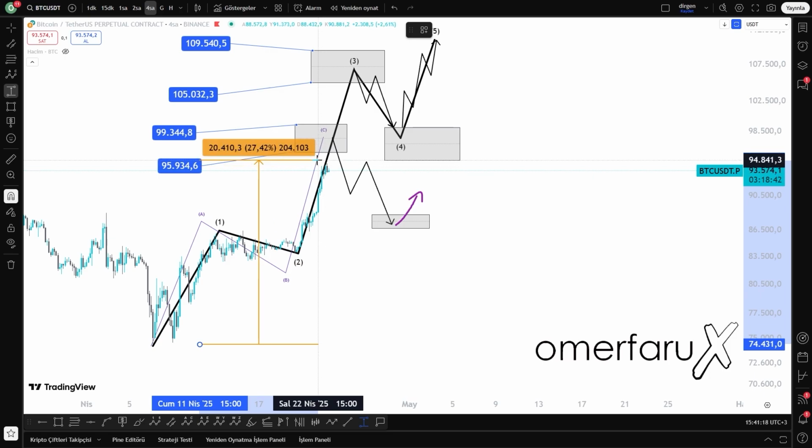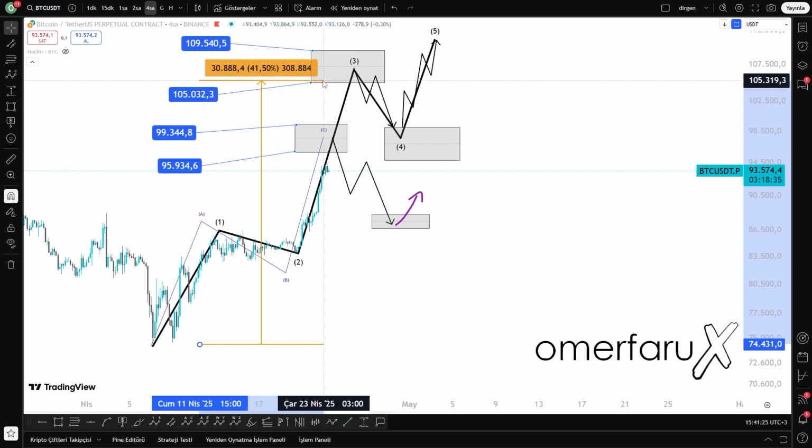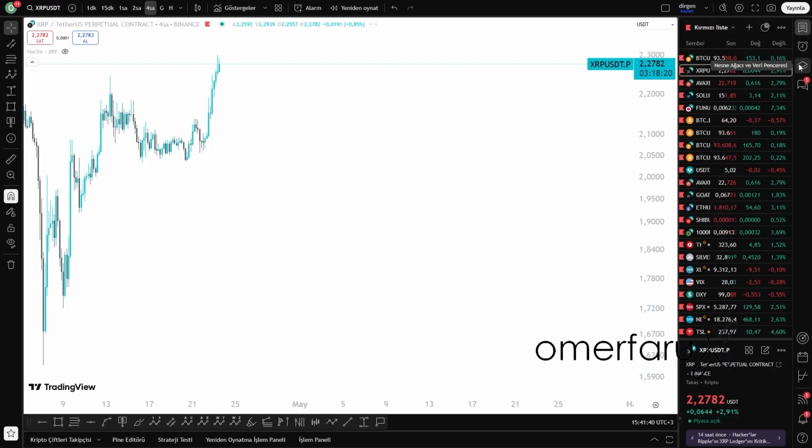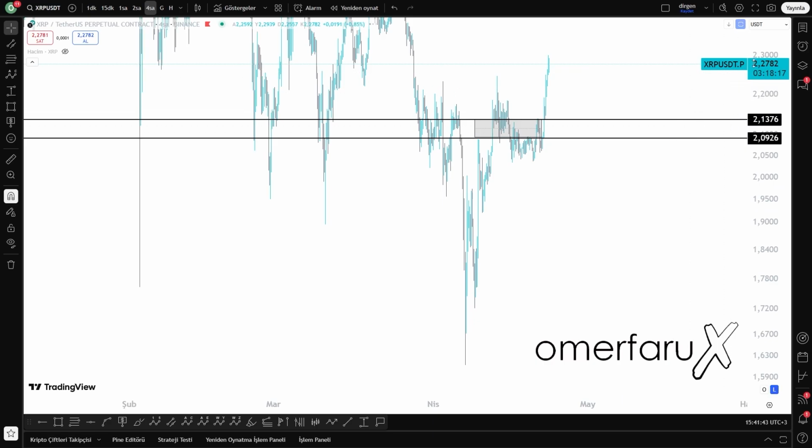and move on to XRP. Look, there is a place I have used in XRP, and this is a place that needs to be pierced for us on a weekly basis. With this closing above the closures, I think XRP will be able to show a positive result for us from now on. And when we look at it from the daily, the falling trend here is now much more important for us, friends.